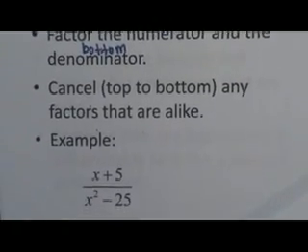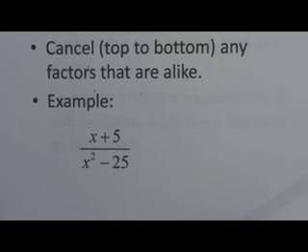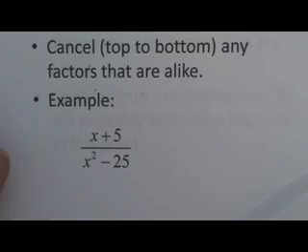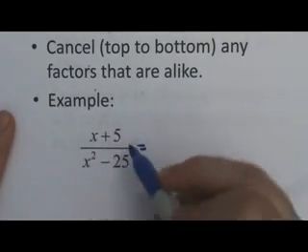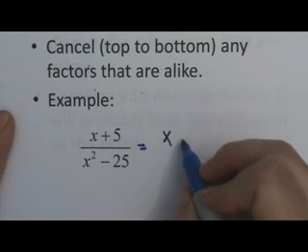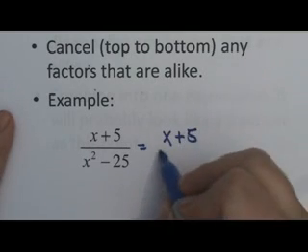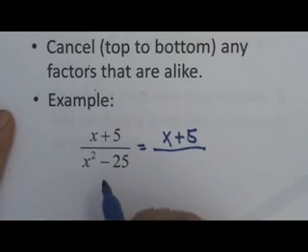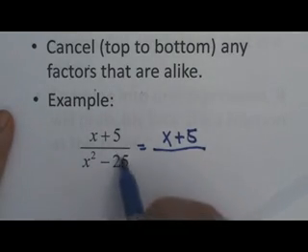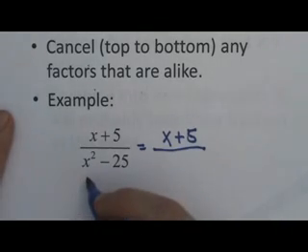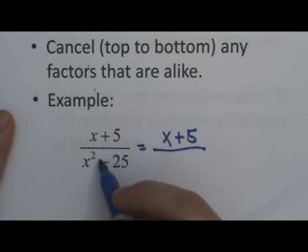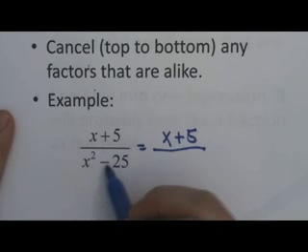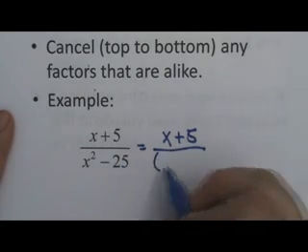Let's look at an example here. x plus 5 over x squared minus 25. Alright, let's factor. Let's look at the top here. x plus 5. I don't think we can factor that anymore, so we'll leave it as it is. Look at the denominator, the bottom here. x squared minus 25. Well, x squared is of course squared, and 25 is 5 squared. We have a subtraction here, so this is a difference of two squares.